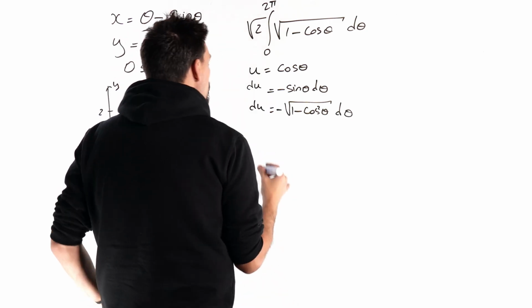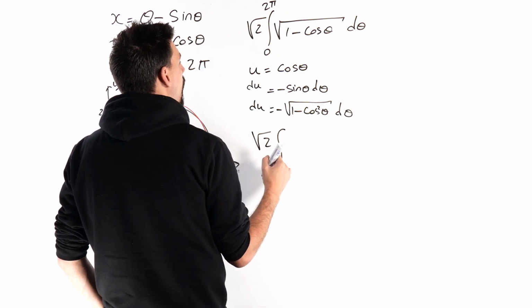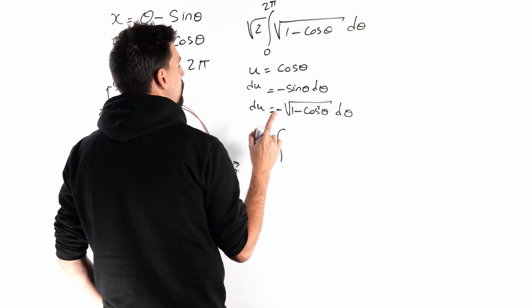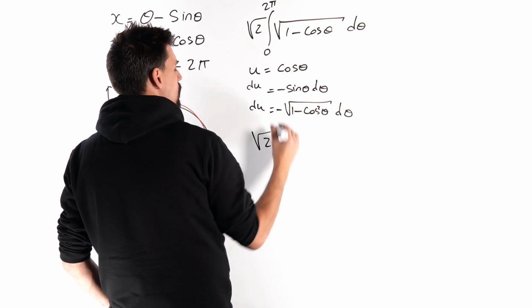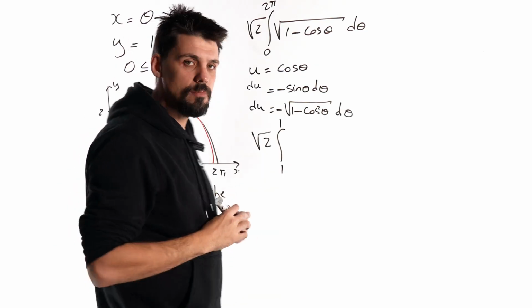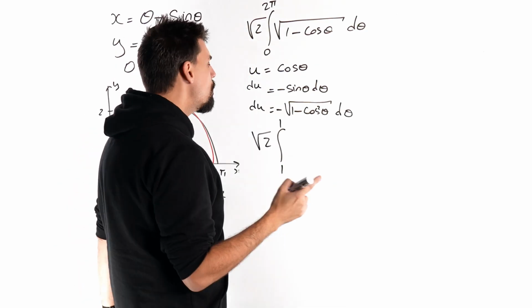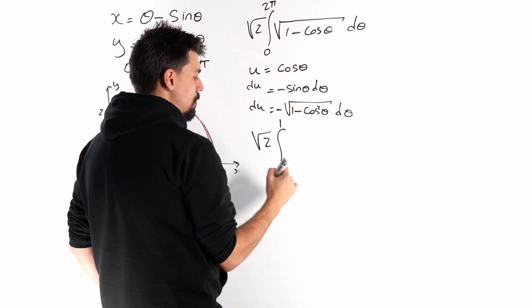So we end up with the integral, root 2, the integral from... Now this is a problem for me already. Because when theta is 0, u is 1, and when theta is 2 pi, u is 1. So that's a problem. Now the other problem is here. So theta is between 0 and 2 pi, right?